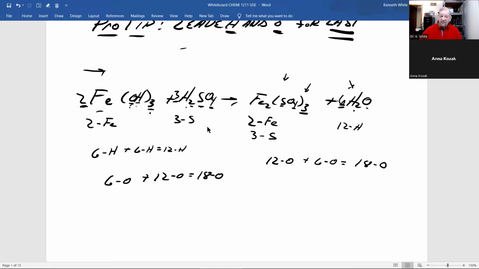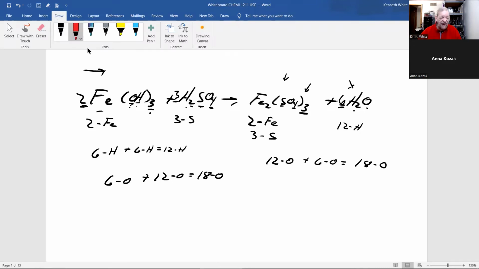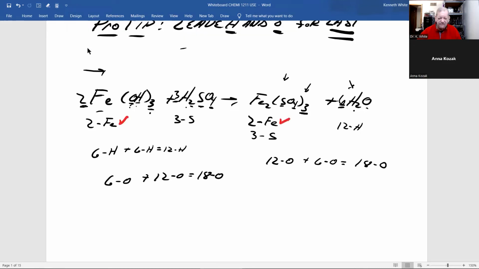And now I think I'm done, but I'm going to check. I have 2 iron, 3 sulfur. Ooh, looking good. 12 hydrogen. Ooh, really looking good. 12 hydrogen. And finally, yes, 18 oxygen, 18 oxygen, success. That's balanced. So that's how you balance chemical equations.